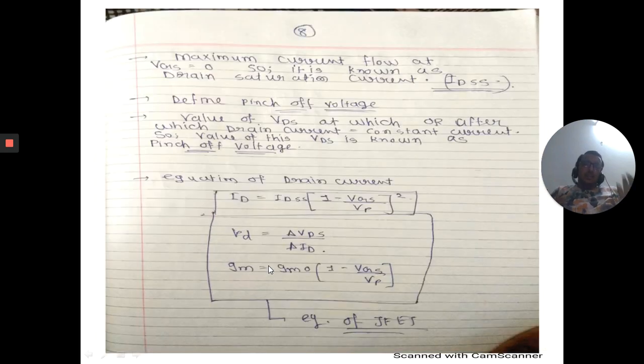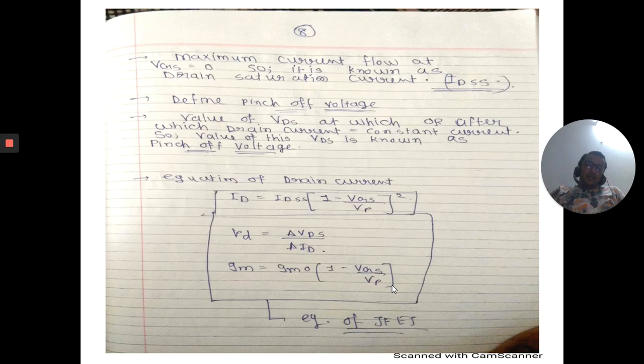But in the saturation region, it can act as an amplifier. Now, the equation of drain current: ID equal to IDSS times (1 minus VGS upon VP) all squared. RD equal to delta VDS upon delta ID. It is the formula for the output resistance, voltage divided by current. And the last formula, Gm equal to Gm0 times (1 minus VGS upon VP). These formulas will be derived in the next lecture.